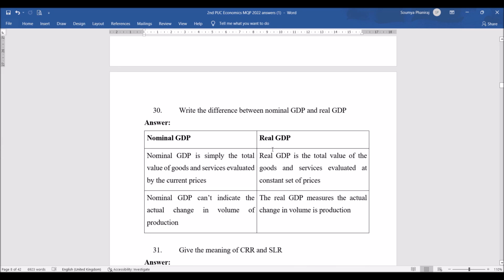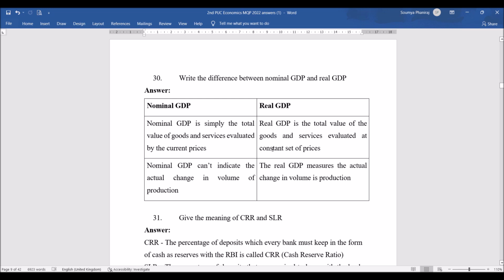Write the difference between the nominal GDP and real GDP. Again, tabular representation for all the differences is very important. It will be eye-catching and the evaluator can easily assess your answers. Nominal GDP is simply the total value of goods and services evaluated at the current price. Real GDP is the total value of goods and services evaluated at a constant set of prices.